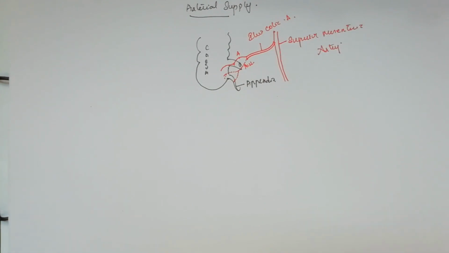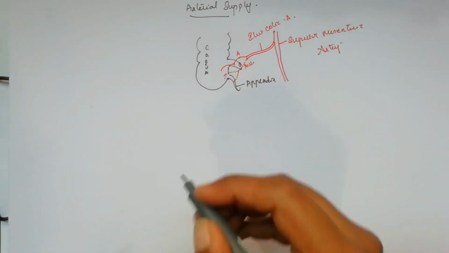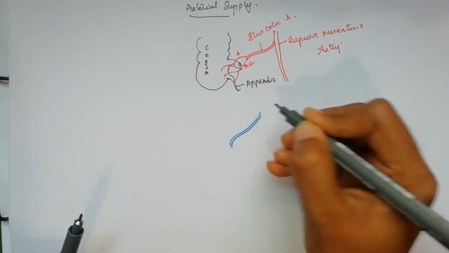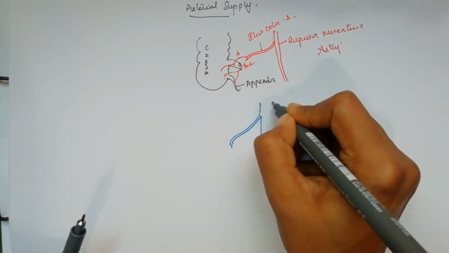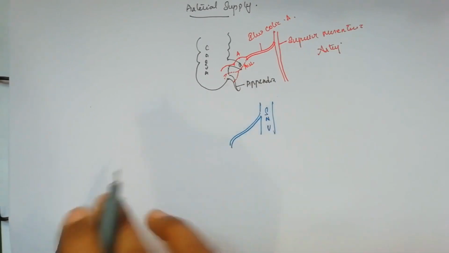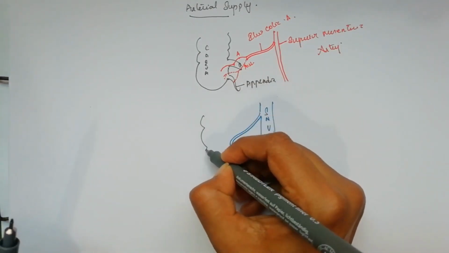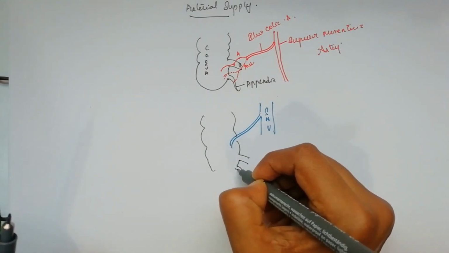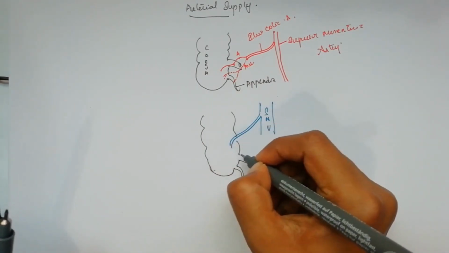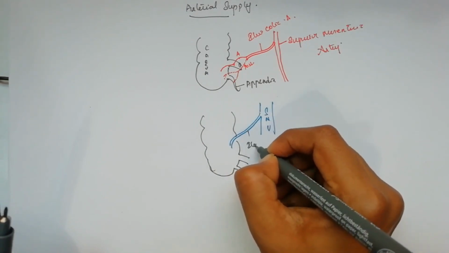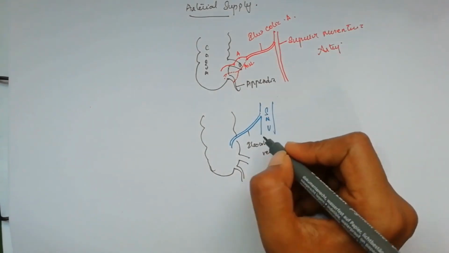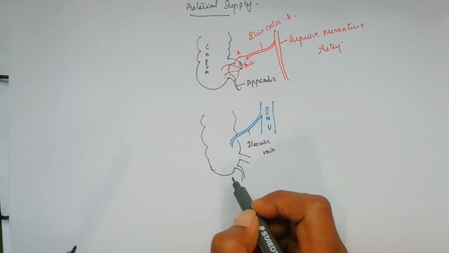Talking about venous drainage, it is the same thing. The corresponding vein is going to have the venous drainage. So we have our ileocolic vein, which is going to drain into the superior mesenteric vein. So we have our ileocolic vein, which is draining into the superior mesenteric vein as the venous drainage of the cecum.